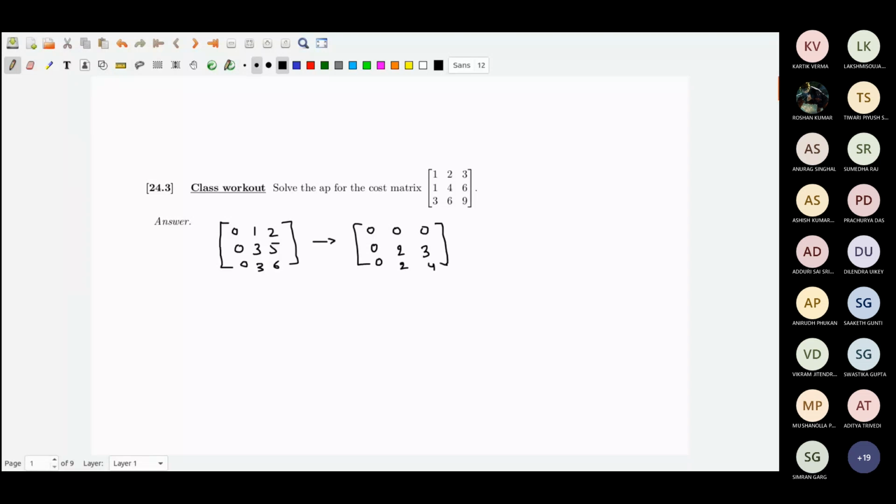And then cover the zeros by the minimum possible lines. This is a small matrix, so you may think of doing it by hand, that it is visible, but when it is a 20 by 20 matrix or more, you will have to fall back on the star prime algorithm or some other algorithm. In order to cover all the zeros by the minimum number of lines, you will have to use the star prime algorithm. So then the star prime algorithm says what you do.